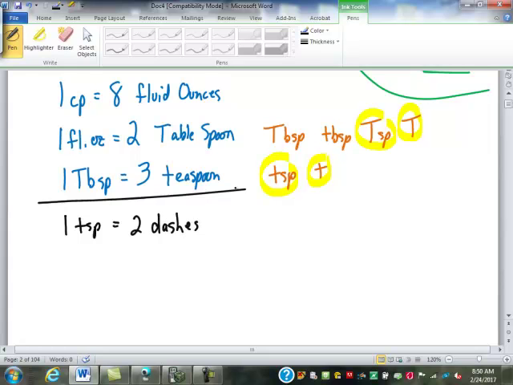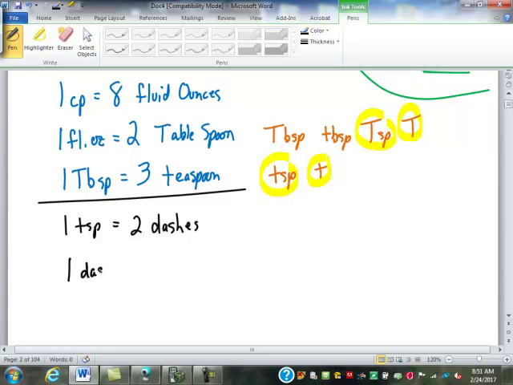A dash actually comes from a spice shaker. You think of a salt shaker. Our salt shakers are actually very, very small compared to a traditional spice shaker or salt shaker. The spice shakers were a lot bigger and had bigger holes in them. And a dash was literally one turn, like one shake of the salt shaker. That was a dash.